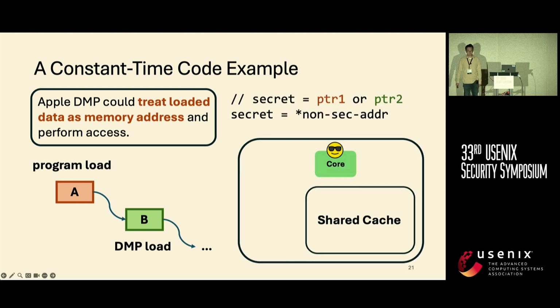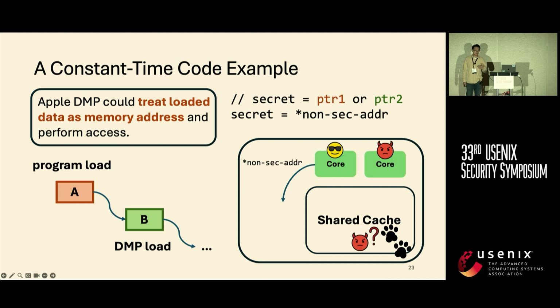However, from the security perspective, let's use a simple constant-time code as an example. This line of code loads the secret data from a non-secret address. Suppose the secret could be one of 2 distinct pointer values, pointer 1 or pointer 2. These 2 pointers point to 2 different cache lines in the cache. Now, without the DMP, no matter what the secret is, there will be only one memory access to a non-secret address for both pointer values. This makes pointer 1 and pointer 2 indistinguishable over cache timing side channels.